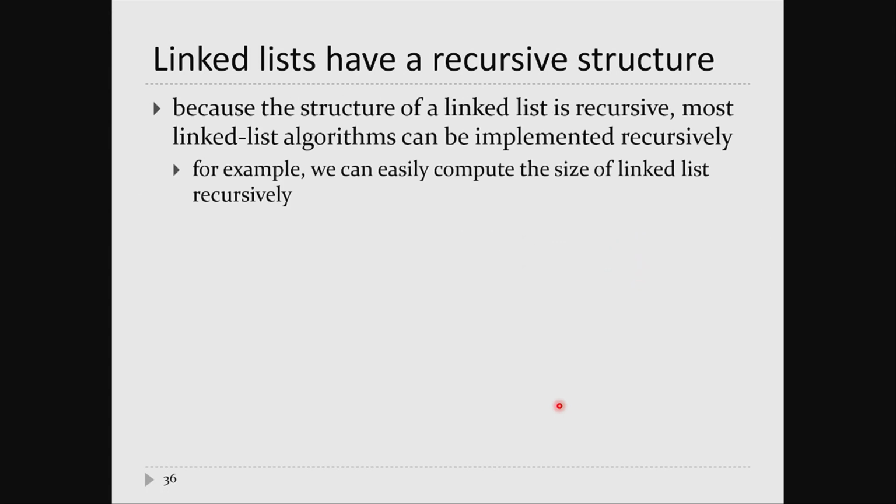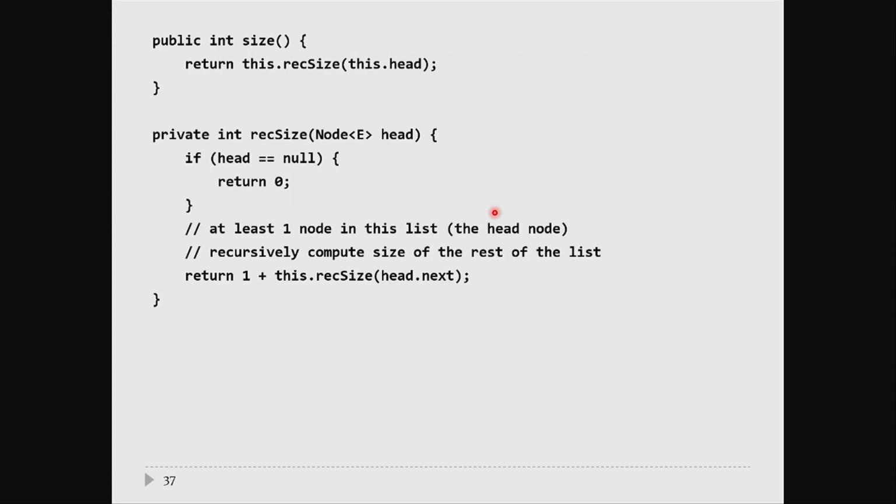Okay, now because the structure of the list is recursive, you can write most or all, I don't know if it's all, but you can write many of the linked list algorithms recursively. So for example, if I did not store the number of nodes or the number of elements in the list, you can always compute it. And you can compute it recursively. So how do I compute the size of the list? Well, I just count the number of nodes. How do I count the number of nodes? Well, I start at the head node, and I just follow the links. Every time I follow a link, I add 1. So I can do that recursively.